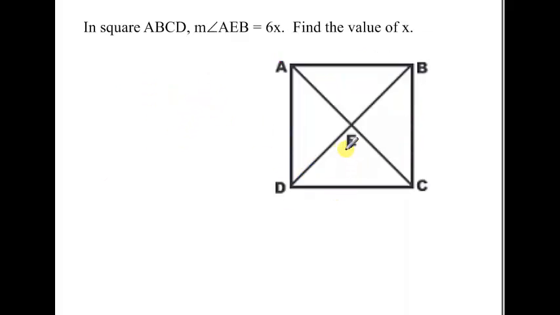How about this one? They drew it for us. That's nice. Let's look at angle AEB. Angle AEB, find it right here. 6x. Find the value of x. Well, what else do we know about angle AEB? Remember, just like any rhombus, 90 degrees. And a square is a rhombus. So 6x right there is a 90-degree angle.